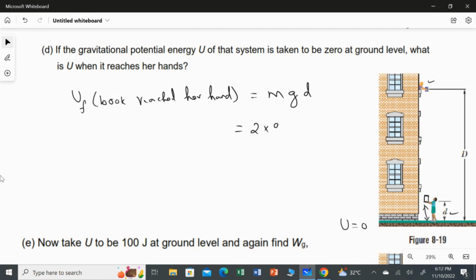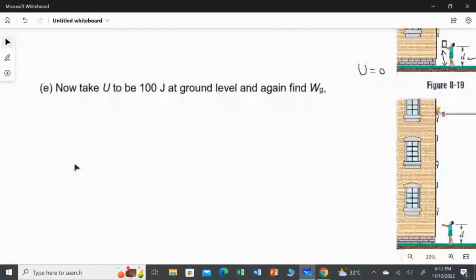So 2 multiplied by 9.8 multiplied by 1.5. I got the answer as 29.4 joule. Clear? So this is the answer for the fourth part. So now we have to answer the fifth question.